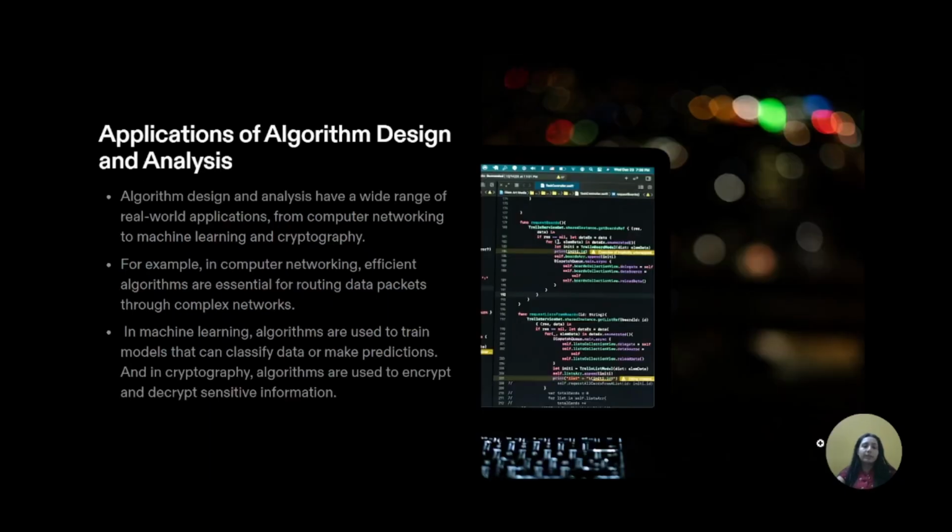Applications of algorithm design and analysis. Algorithm design and analysis have a wide range of real world applications, from computer networking to machine learning and cryptography. For example, in computer networking, efficient algorithms are essential for routing data packets through complex networks. In machine learning, algorithms are used to train models that can classify data or make predictions. And in cryptography, algorithms are used to encrypt and decrypt sensitive information.